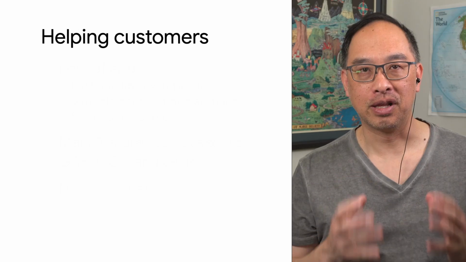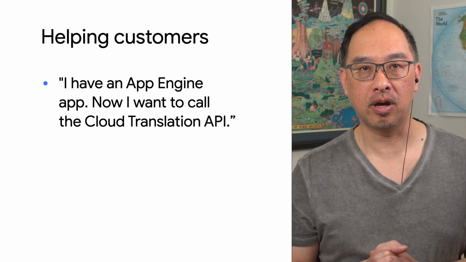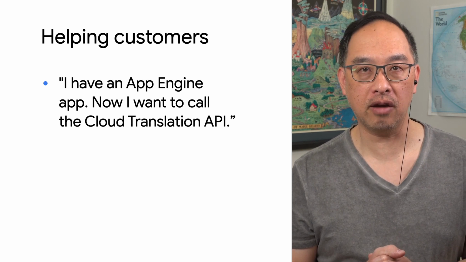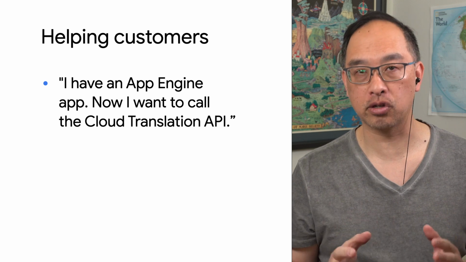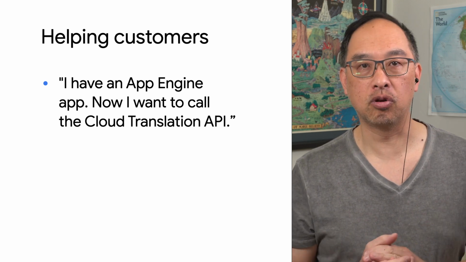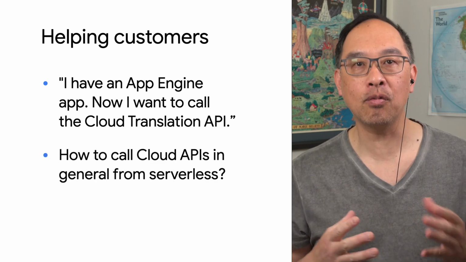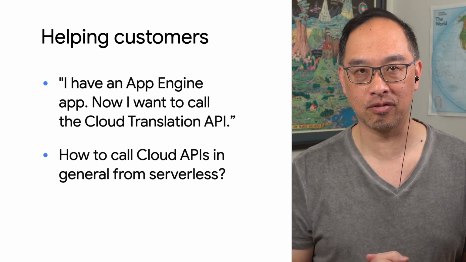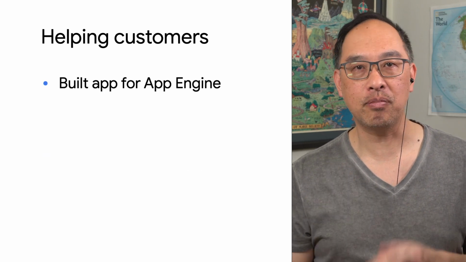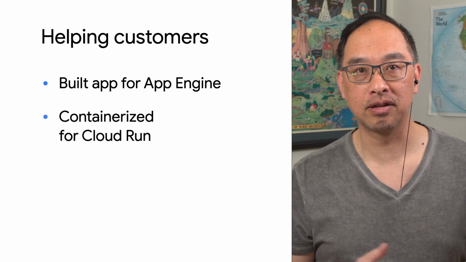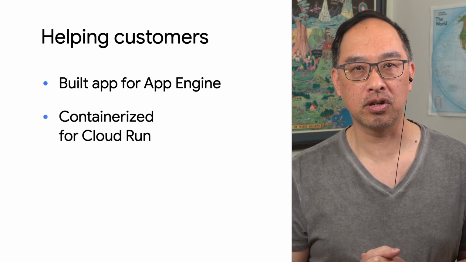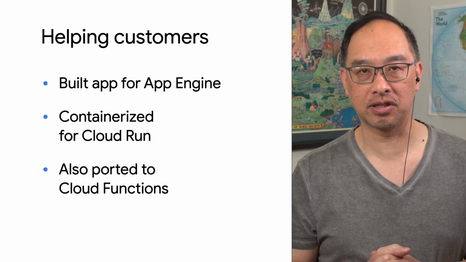Cool app, Wes, but I wouldn't go out of my way to write an app that runs on all three platforms. Why did you do it? Well, a customer wrote that they had an App Engine app and wanted to call the Cloud Translation API from it, but couldn't find the exact instruction in the docs. I wrote it as a proof of concept, but also because I wanted to learn how to call Cloud APIs from serverless. Then I thought if it runs on App Engine, it should also work on Cloud Run. Finally, since it's a one-function app, that should be a natural for Cloud Functions.